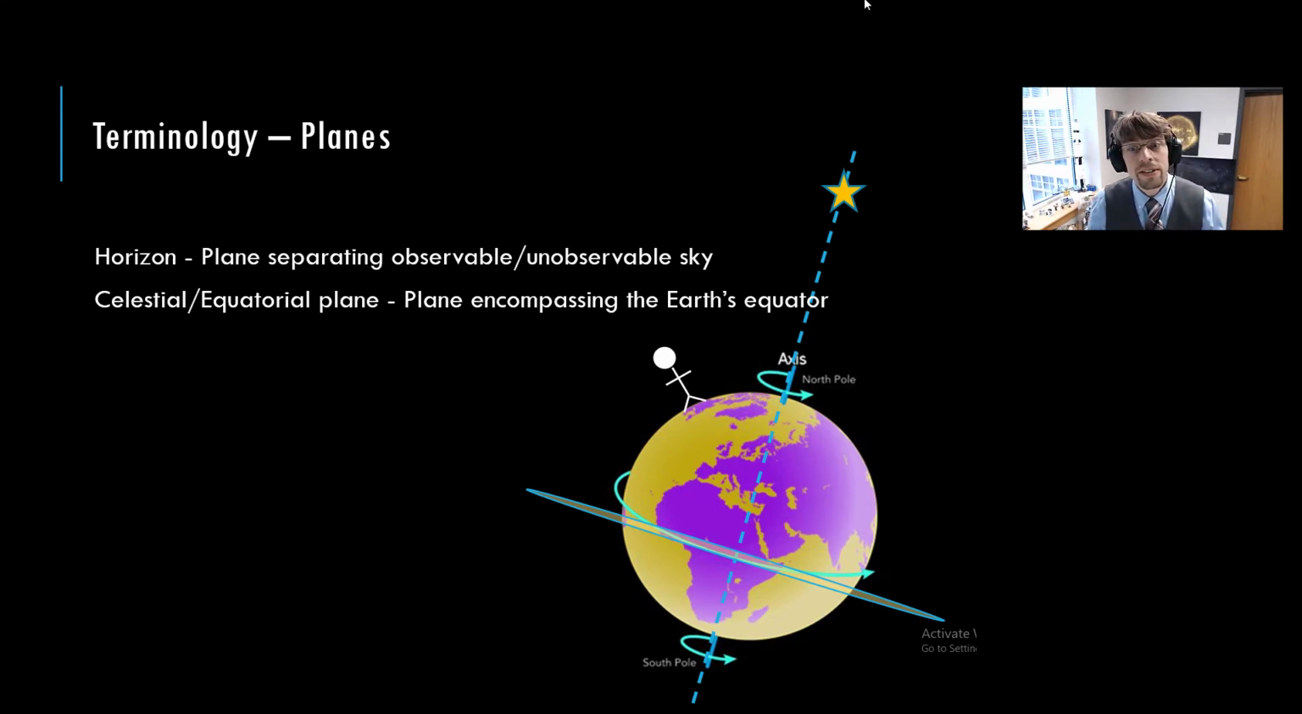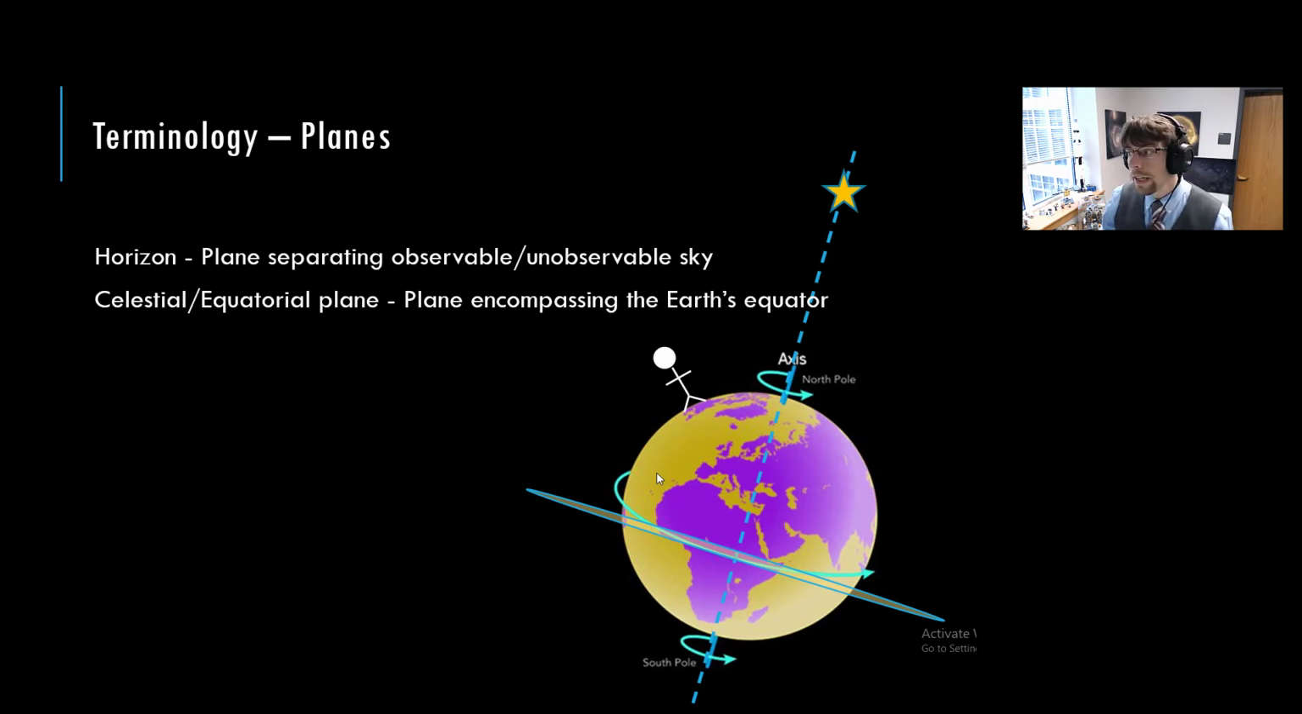Now notice the north celestial pole, the south celestial pole, and the equatorial plane, those do not depend on the observer's position on the Earth, right? Those are always the same for all observers, regardless of where you are. And that'll be particularly helpful when we want to specify locations in space.